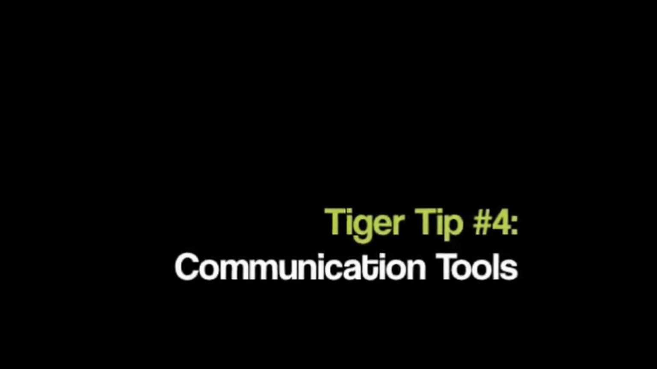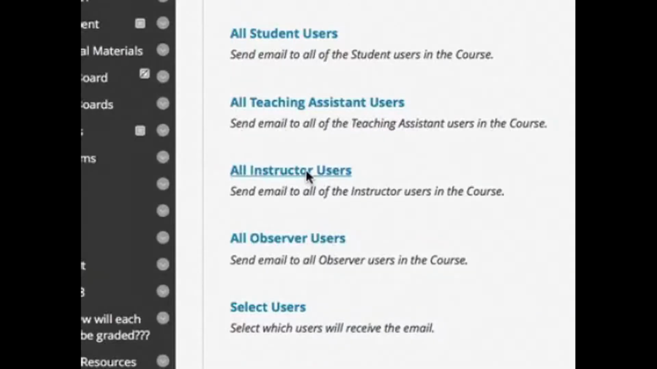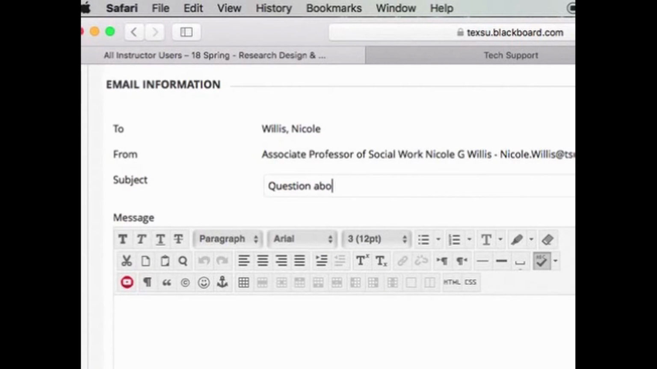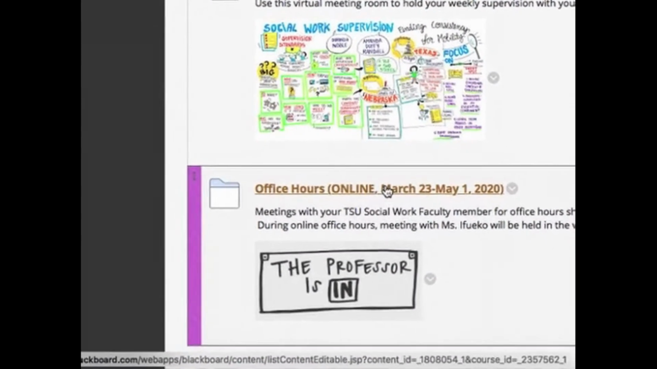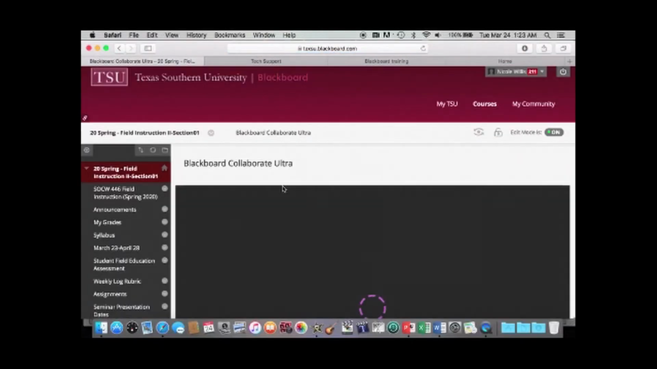Tiger tip number four, communicate with your instructors through email and virtual office hours. Use these tools in Blackboard to contact your instructors with questions about course assignments, policies, and to discuss strategies for your success in the course.